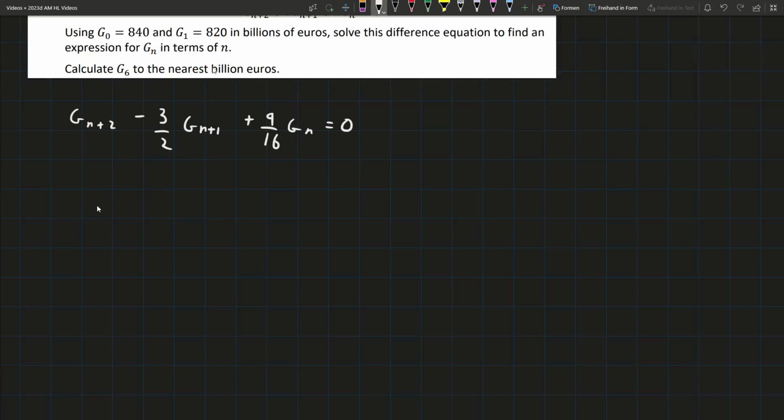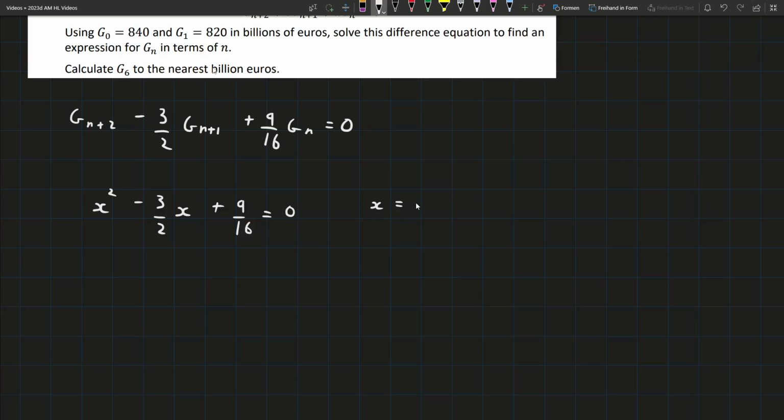So the highest one will be our x squared or our r squared, whatever you want to call it, the root, minus 3 over 2. Since we're going down 1, we'll go down one term, we'll go down 1 power, x, plus 9 over 16 will be our constant, because that's x to the power of 0, which is 1, equals 0. We can multiply it across by 16 to kind of simplify this a bit, I suppose, or you can just use the quadratic formula. I actually might just use the quadratic formula, might be easier.